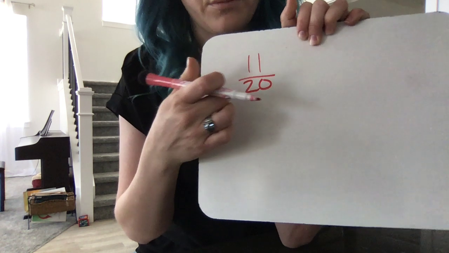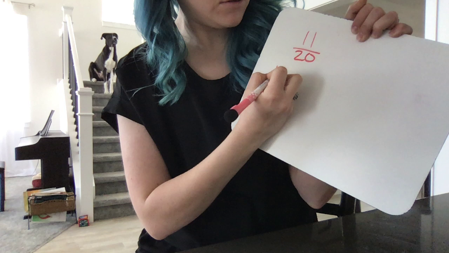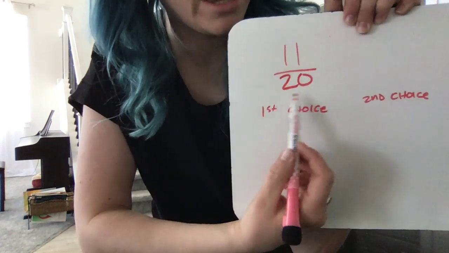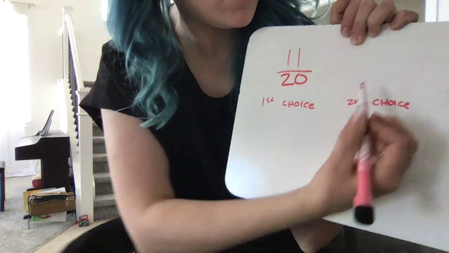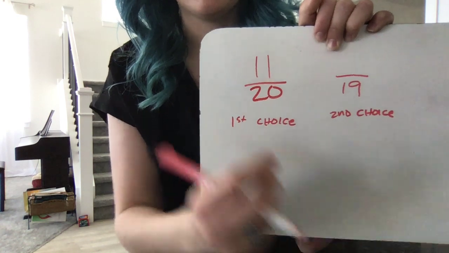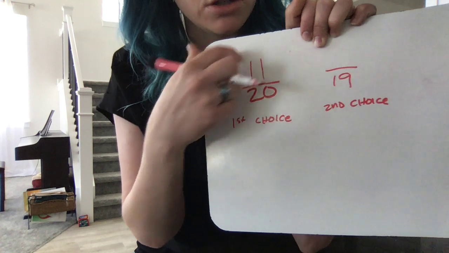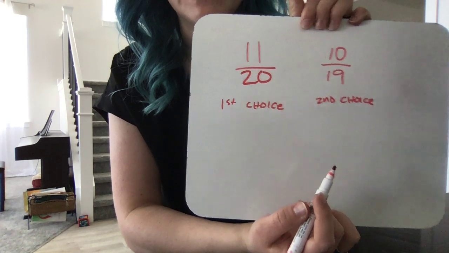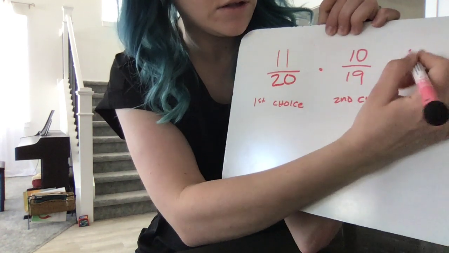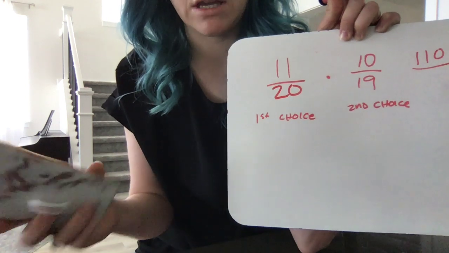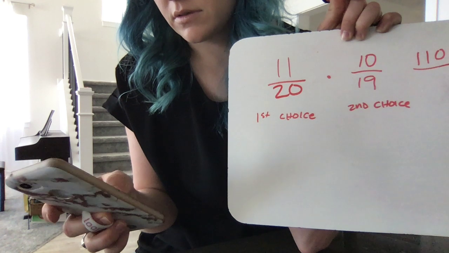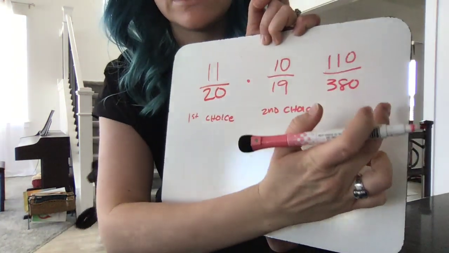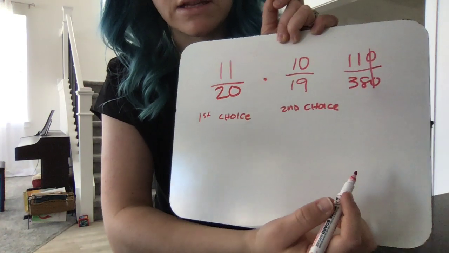Then it says both are boys. So this is my first choice. Now I'm making a second choice. Because I've already chosen one student, this total can't be 20 anymore. I take one away, so I still have 19 kids in the class to choose from. Now what if the kid I chose in the first one was in fact a boy? There's not going to be 11 boys anymore, there's going to be 10 boys. So this is dependent probability. Then we multiply straight across. So 110 over 19 times 20, which is 380. You're not going to see that answer because it can be simplified. I can take both zeros off, and that's 11 over 38.